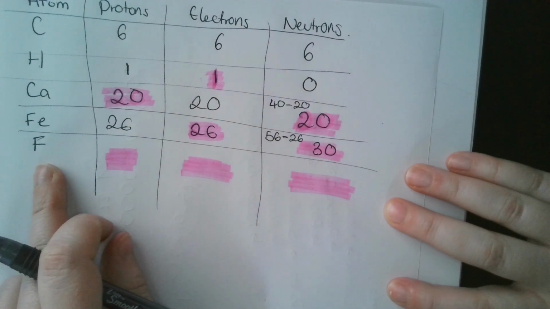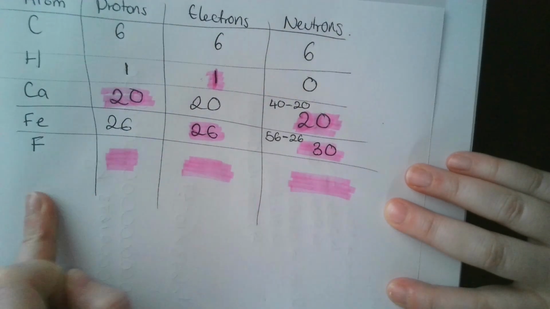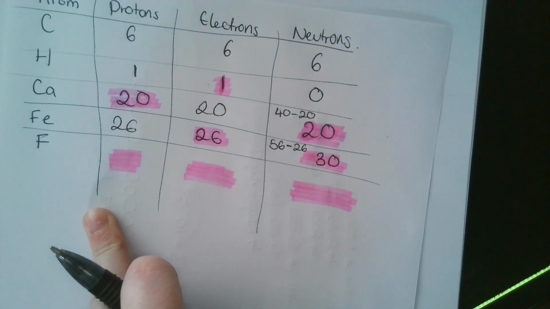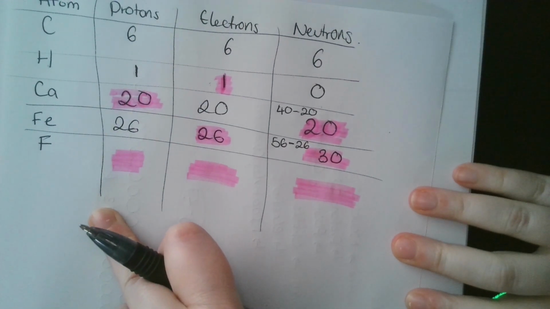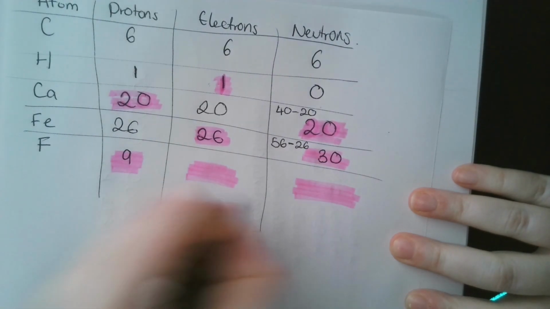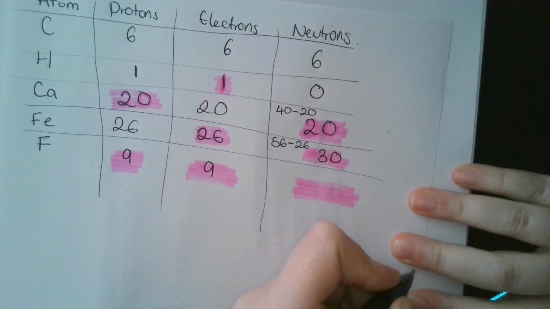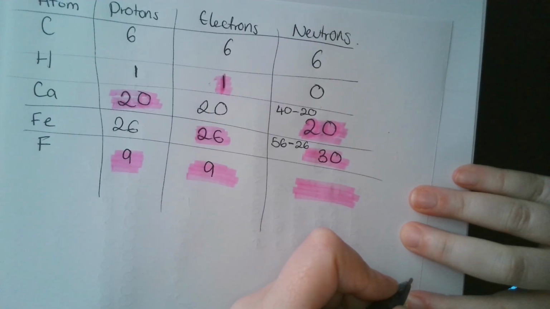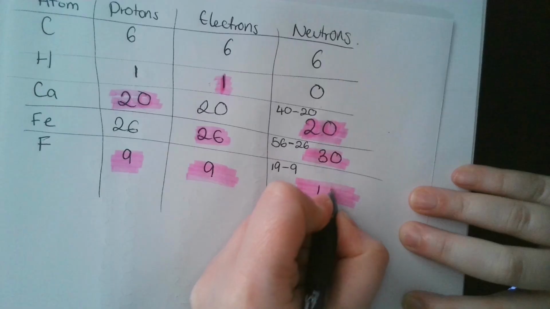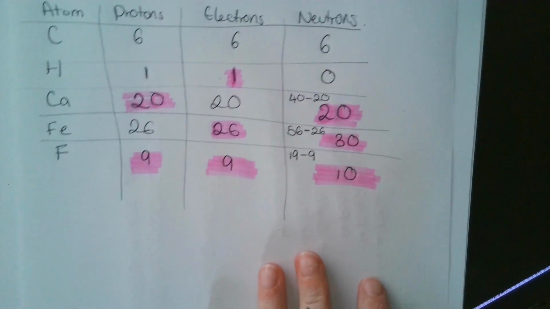Then fluorine, it's not given anything, so we're going to have to use the periodic table to find that. So fluorine has an atomic number of 9. It's an atom, so it must have the same number of electrons. And its mass number is 19. So it should have 10 neutrons.